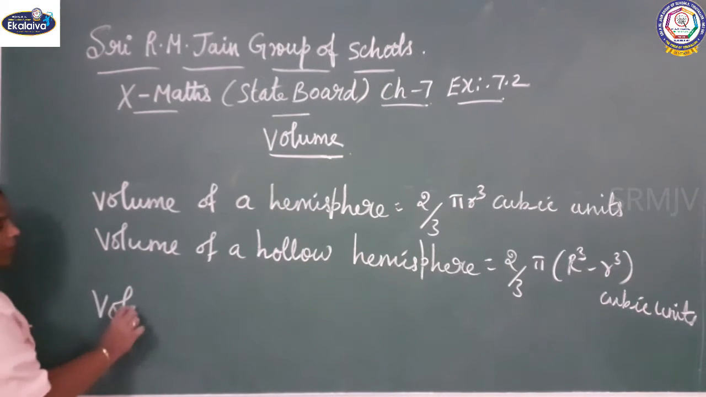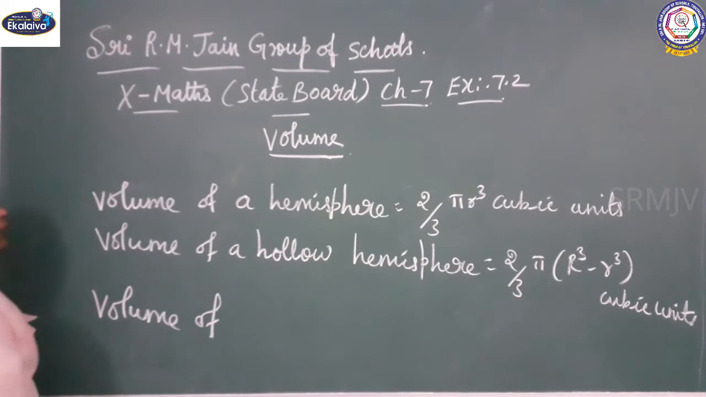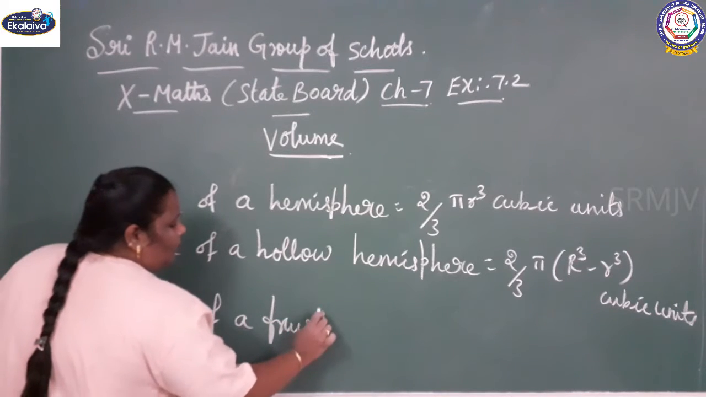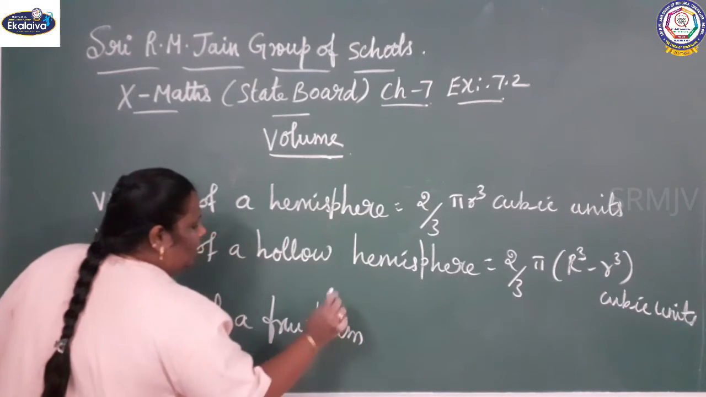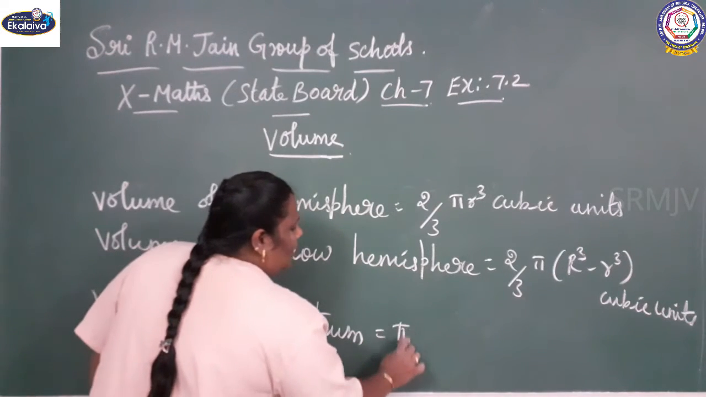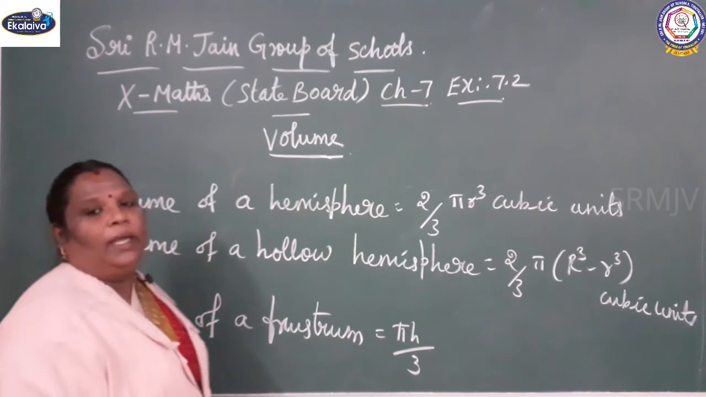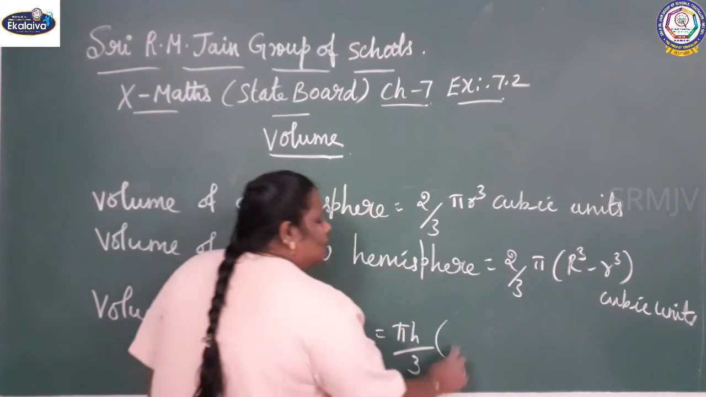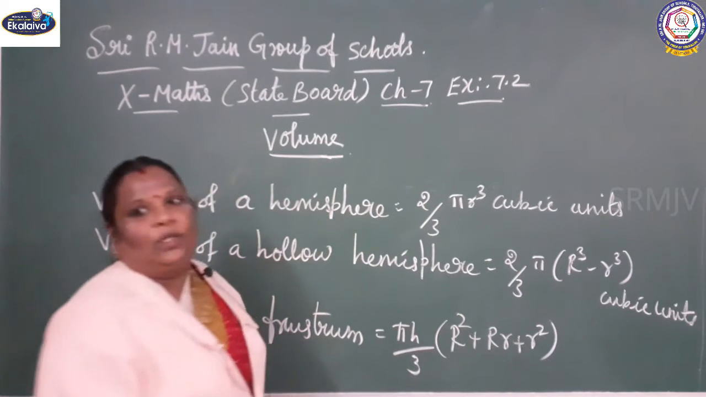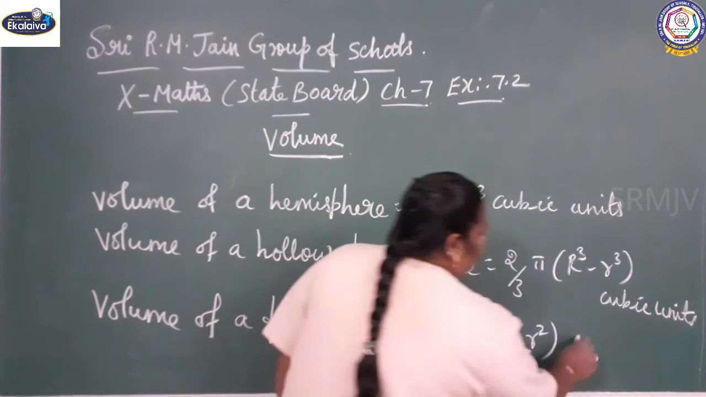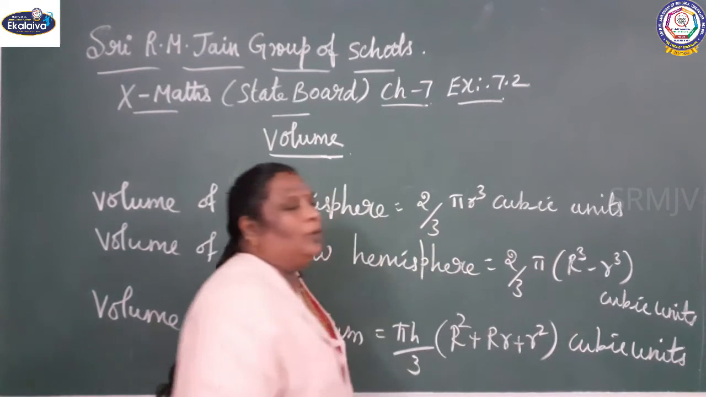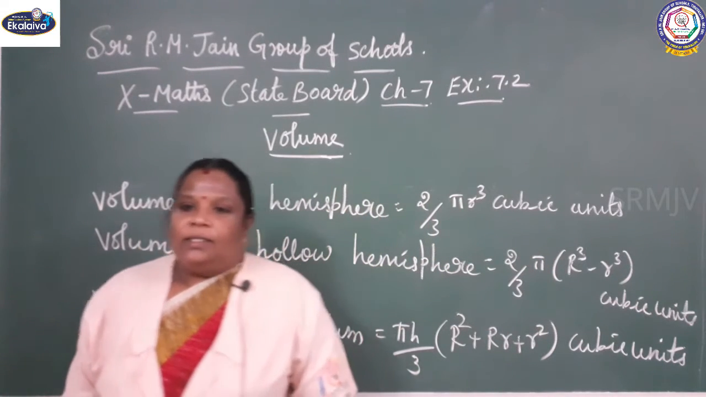Volume of frustum. Volume of your frustum equal to pi h by 3, that is 1 by 3 pi h into capital R square plus capital R small r plus small r square cubic units. Now we are going to see the sum.